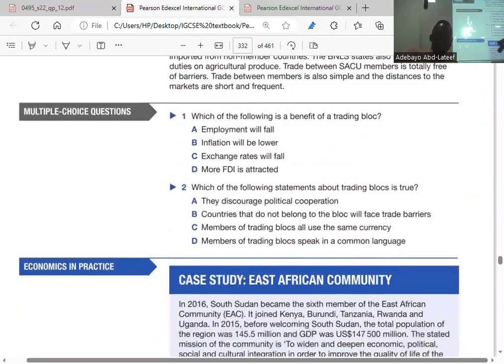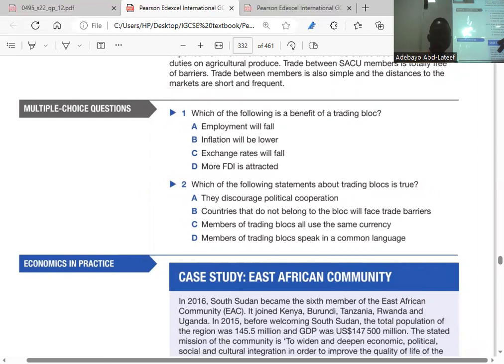Which of the following is the benefit of a trading bloc? Benefit. What's the benefit? Inflation will grow? More foreign direct investment. Yes, that's an advantage. It's attracted.